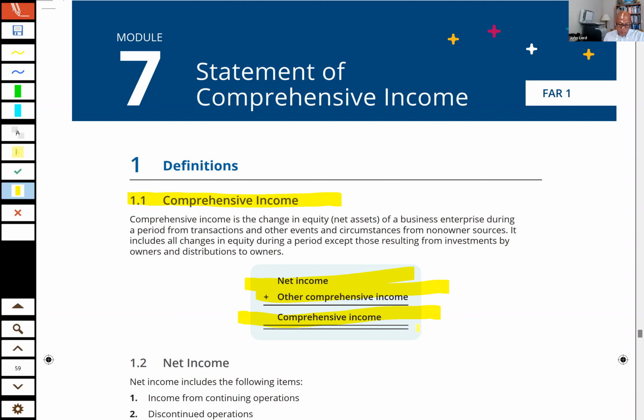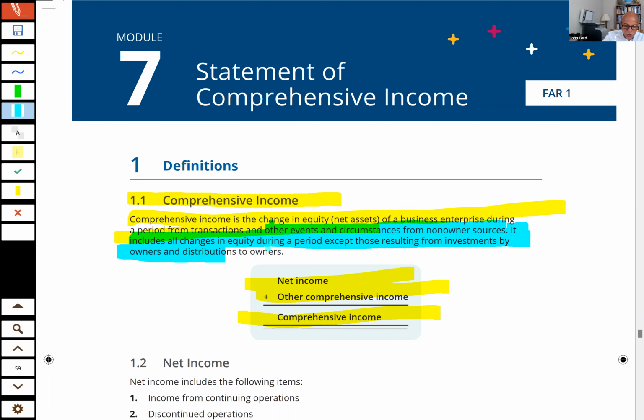And now we're going to keep going with that and say, well, when you have comprehensive income, you have to add other comprehensive income to your comprehensive income. You wanted to be an accountant, okay? So this is the kind of stuff you got to start to learn the terminology on. Now, they give us the definition here, which is comprehensive income is the change in our net assets and our equity of a business enterprise during a period from transactions other than events and circumstances, okay, from non-owner sources. It includes all changes in equity during a period except those resulting from investment by owners and distributions to owners.